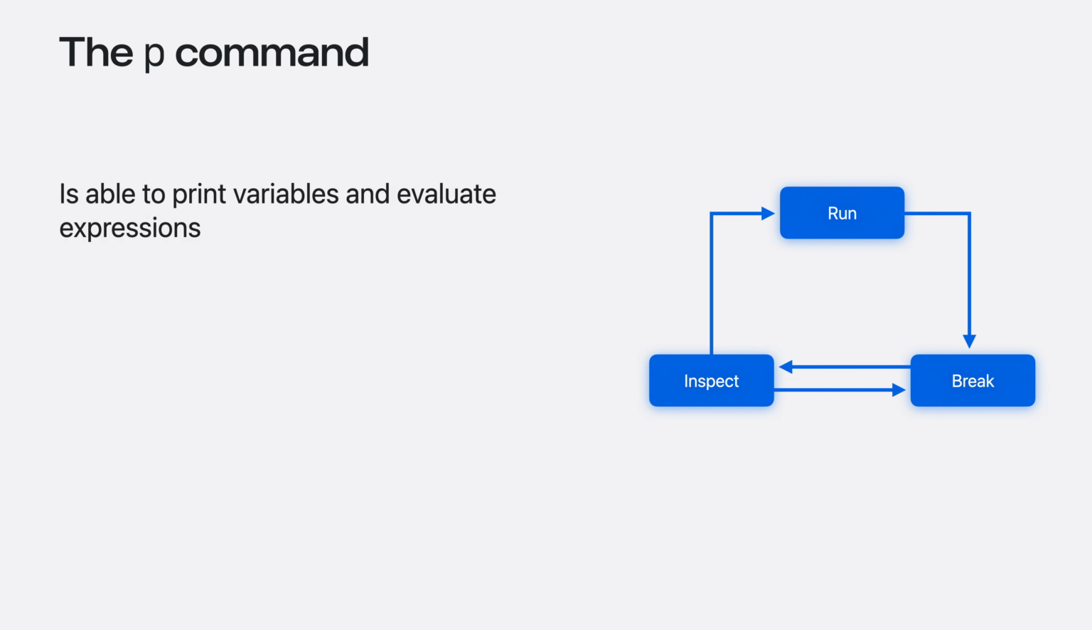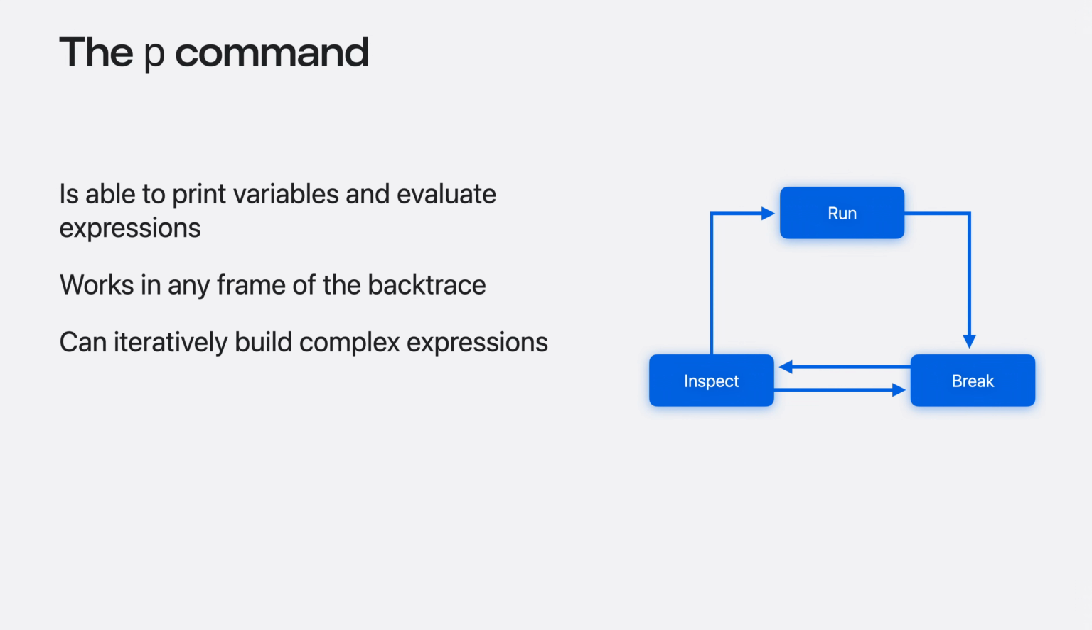With this example, we've explored how the p command is able to inspect variables and to evaluate complex expressions. It can do so in any frame of the backtrace. We were able to gradually build a complex expression, printing intermediate results every step of the way without having to recompile any code. This debugging session also gave us insight into how we can enhance the logs of our application by including which key was missing in the JSON file.